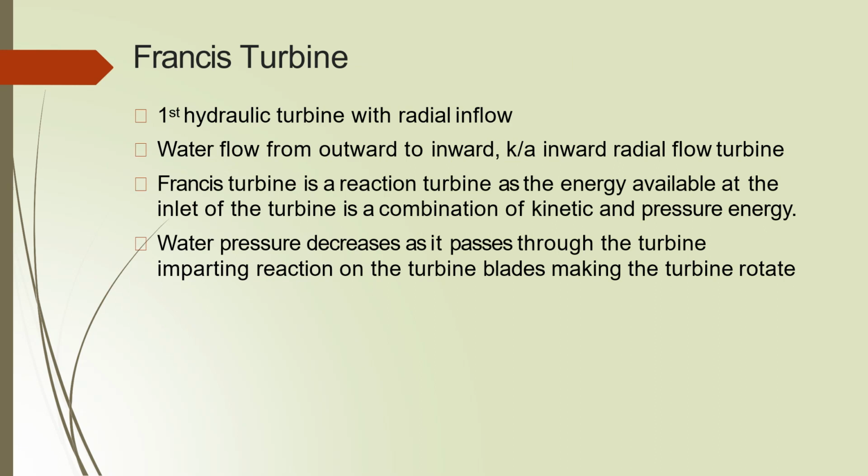Next, another type of turbine is called a Francis turbine. It is the first hydraulic turbine with a radial inflow. Water flows from outward to inward, so it is an inward radial flow turbine. Francis turbine is a reaction turbine as the energy available at the inlet of the turbine is both kinetic as well as pressure energy. Water pressure decreases when it passes through the turbine, imparting reaction on the turbine blades, making the turbine rotate.